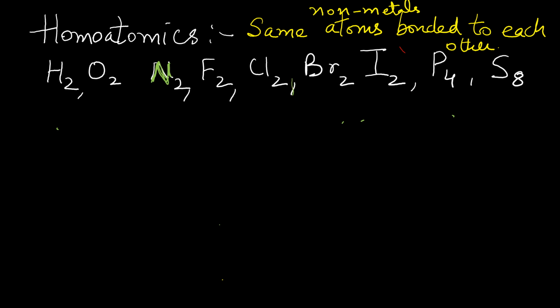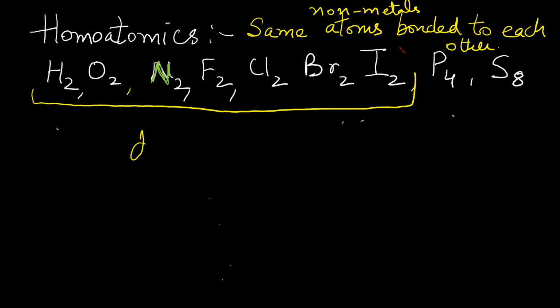The first seven you see here in the list are called diatomics. These ones: hydrogen, oxygen, nitrogen, fluorine, chlorine, bromine, and iodine. These ones are specifically called diatomics. Why? Because only two atoms are bonded to each other in these ones. You might have noticed already, right?